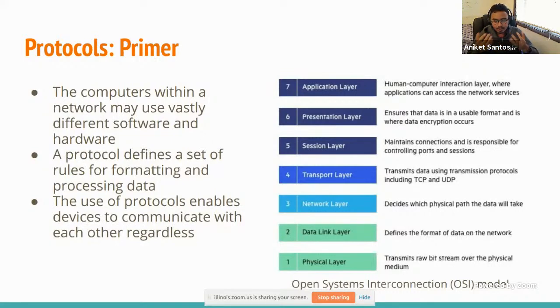That's because of the protocols of the internet. What I mean by a protocol is that a protocol is basically a set of rules for formatting and processing data and how they are exchanged with each other. The use of protocols enables devices to communicate with each other regardless of their manufacturer or how they are made or what their type is. And on the right-hand side, you can see how the internet is structured or modeled by the community.